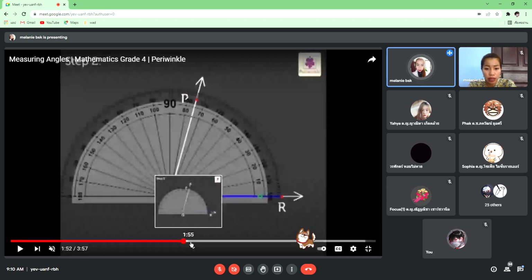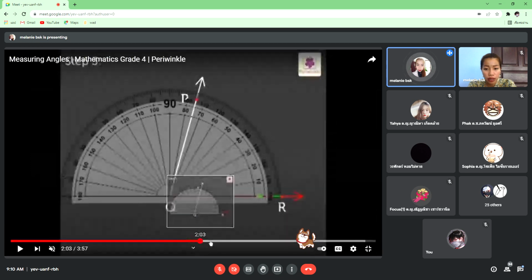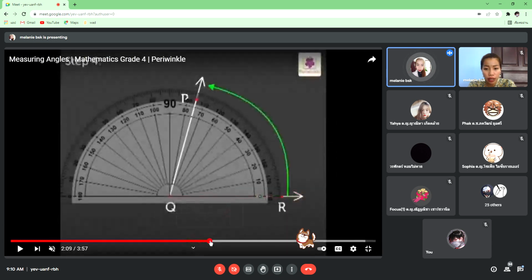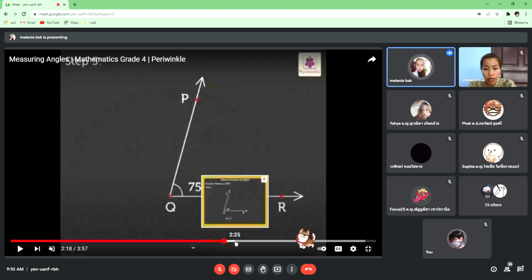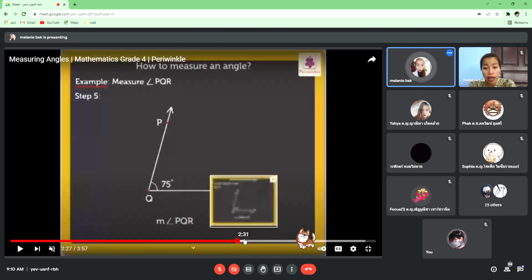So this one is 75 degrees. Can we see if we're going to have another one in here? Okay, there you go. That is an angle. So that is 75 degrees. Very good, Sophia. Now we're going to have another one.